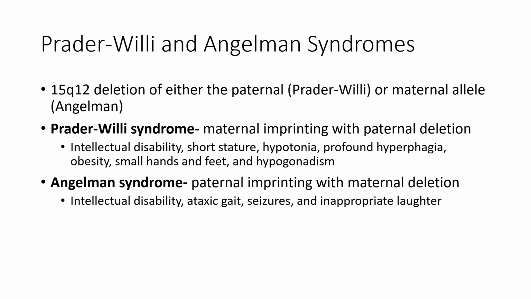So if you see obesity and hypotonia, think Prader-Willi. If you see ataxia, seizures, and laughter, think Angelman's. Same deletion, different parent. Ataxia, for those that don't know, is loss of coordinated movement due to dysfunction of the cerebellum or its neural pathways, not muscle weakness.